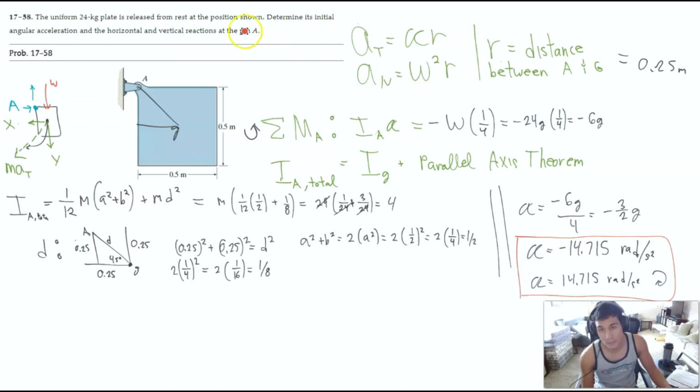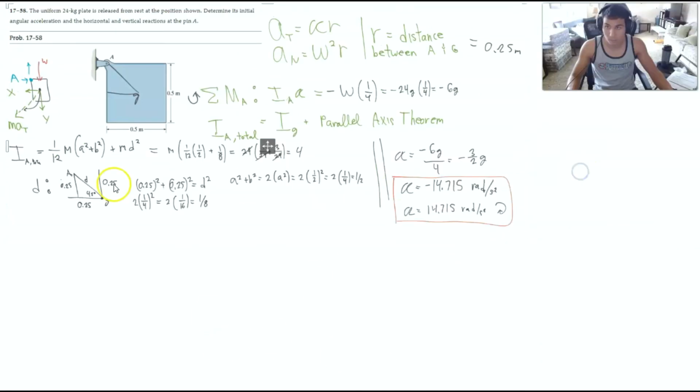You want to find, but you need the reactions now. So I'm going to make some more space real quick. Okay, so I had to take a screenshot of this and put it here, or else everything was going to delete. I couldn't shrink it. Okay, so now we want to find the reactions. So we want to find AX and AY. What are those? Okay, well, what can we use?